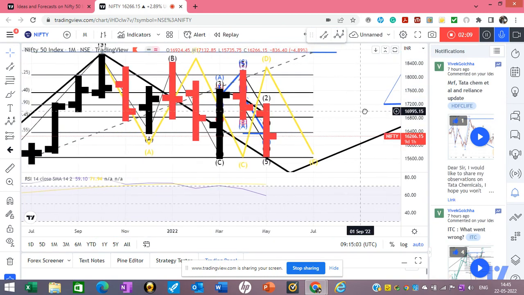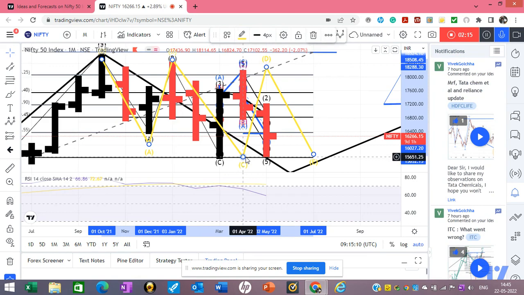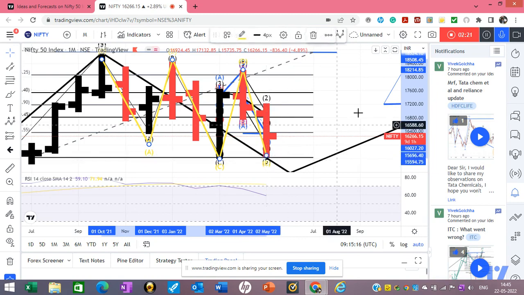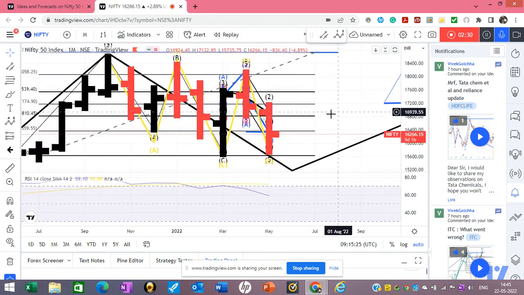This I marked with yellow to show you. This is wave A, this is wave B, this is wave C, this is wave D, and we are in E. So this leading diagonal pattern generally appears at the start of wave A. So this is the problem which is kind of hurting me, and this comes at the start of wave A.